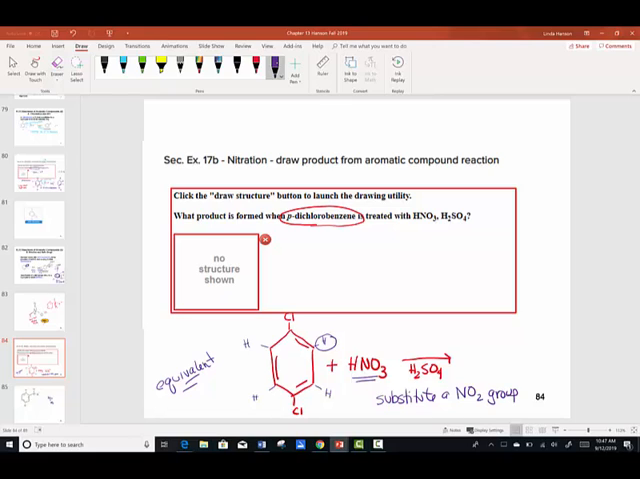So when I see nitric acid, the substitution is a nitro group. And so when I begin drawing my product, let's change color. I go back to the original paradichlorobenzene. And instead of this hydrogen now, I have a nitro group.